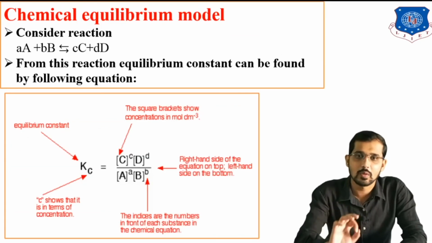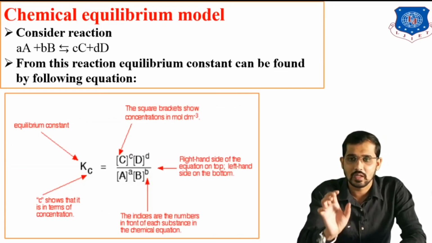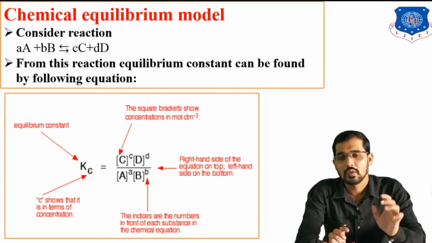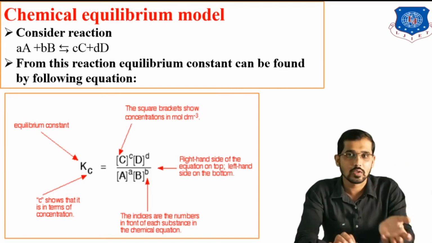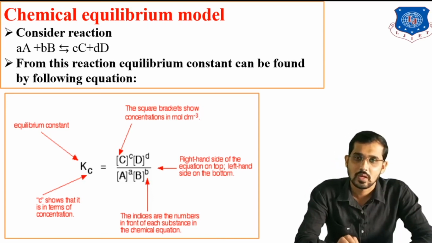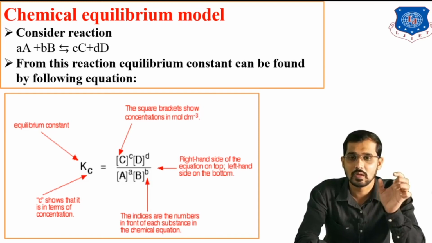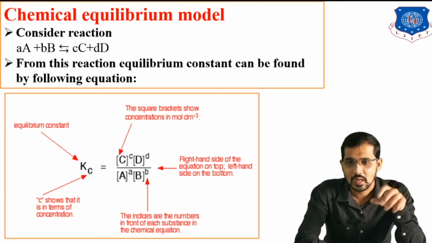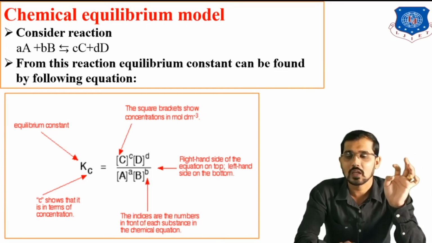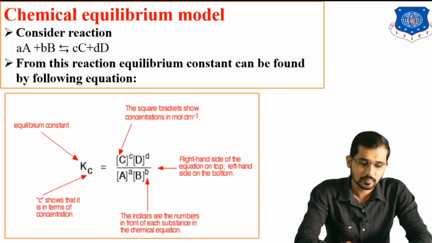After that, in the chemical equilibrium model we have collected one reaction. After that we have written one equation for the Kc, where we have written the concentration of the product in the numerator and the concentration of the reactant in the denominator, and whatever stoichiometric coefficients are available we have written as indices on the top side, or I can say as the power of the concentration: C raised to c, capital D raised to d, capital A raised to a, capital B raised to b.